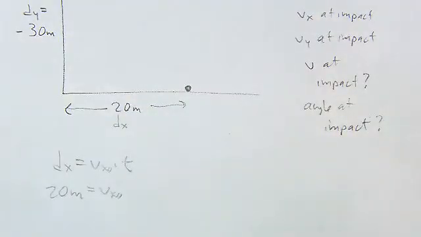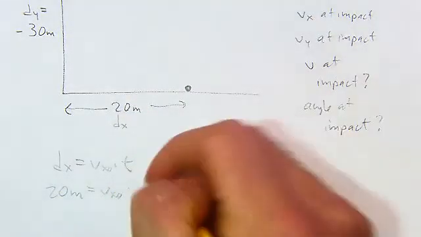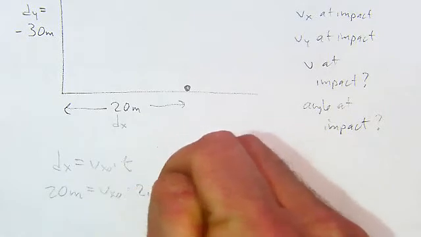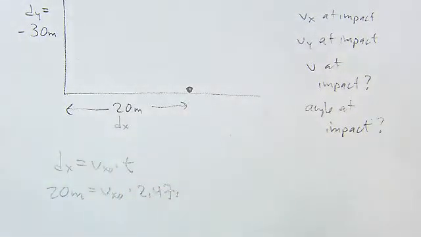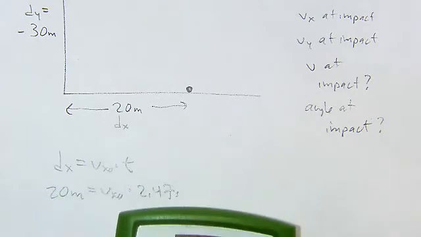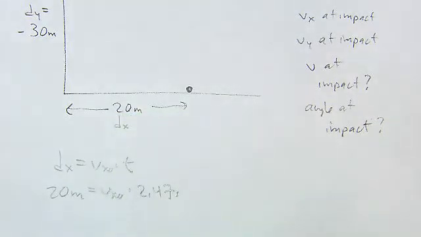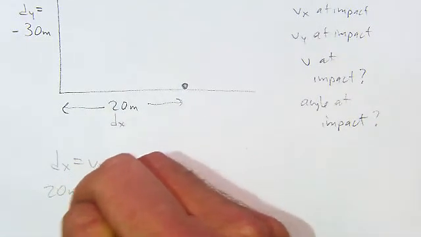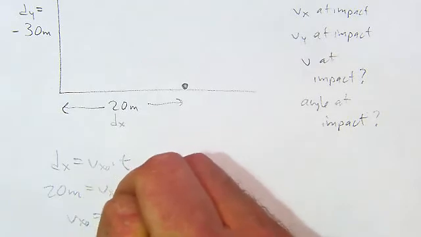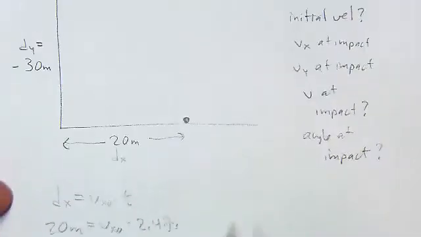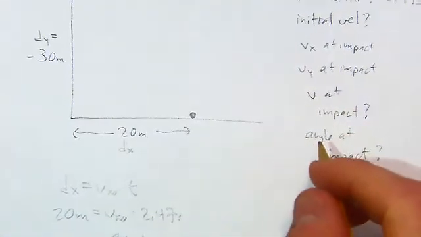How fast was it going up here? But I do know it took 2.47 seconds to get to here. So really we're just talking 20 divided by 2.47 is 8.1 basically meters per second. Okay, that's how fast it was going when we launched up here.